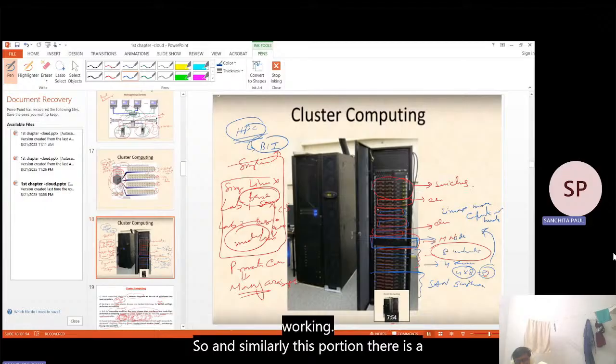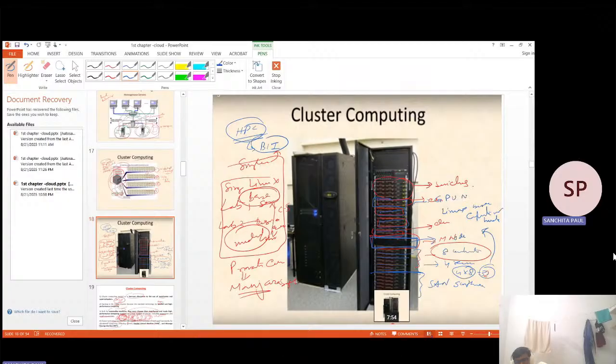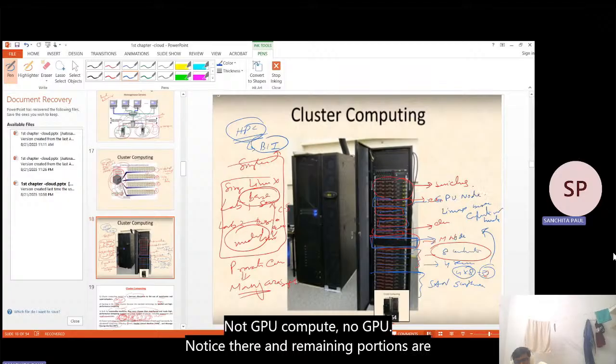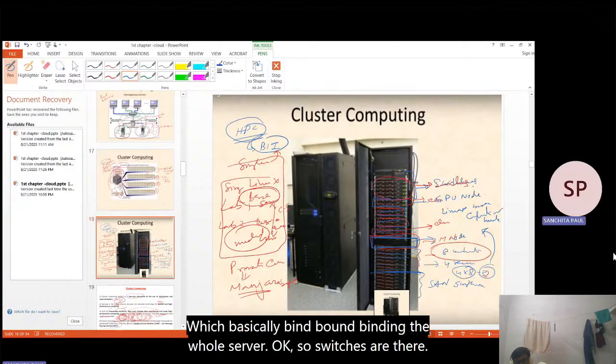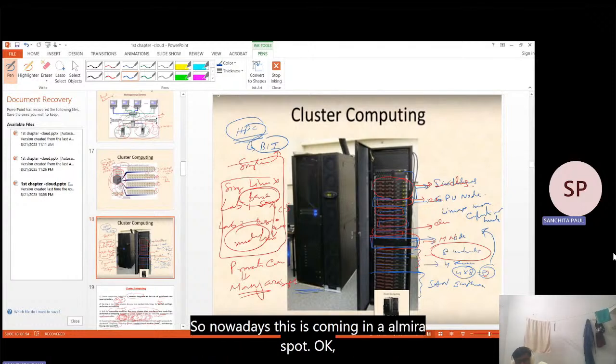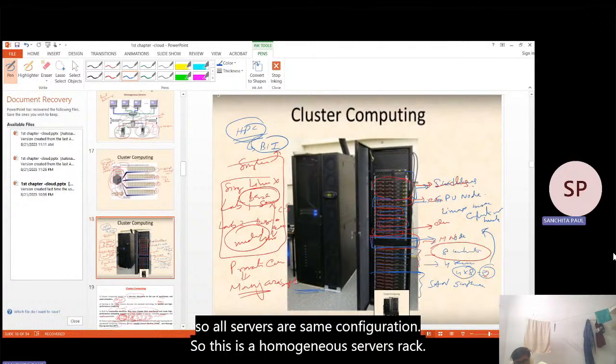And similarly, in this portion there is a GPU node. Again, I am talking about a node, not a GPU compute node. Okay, the GPU node is there, and the remaining portions are called switches, which basically bind the whole set of servers. So nowadays this is coming in an almirah pattern. Okay, so all servers have the same configuration.